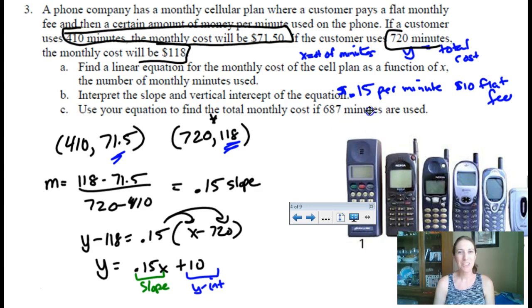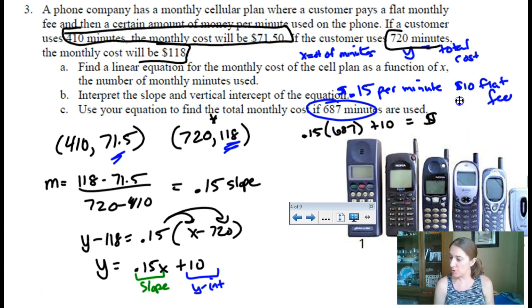All right, use your equation and figure out how much your monthly cost is going to be if you're going to talk for 687 minutes. So into my equation, 0.15, remember x is the number of minutes, so 687 plus my $10 flat fee. And this is money, so if it comes out kind of weird, you've got to make sure you round appropriately. I think it comes out to $113.05.